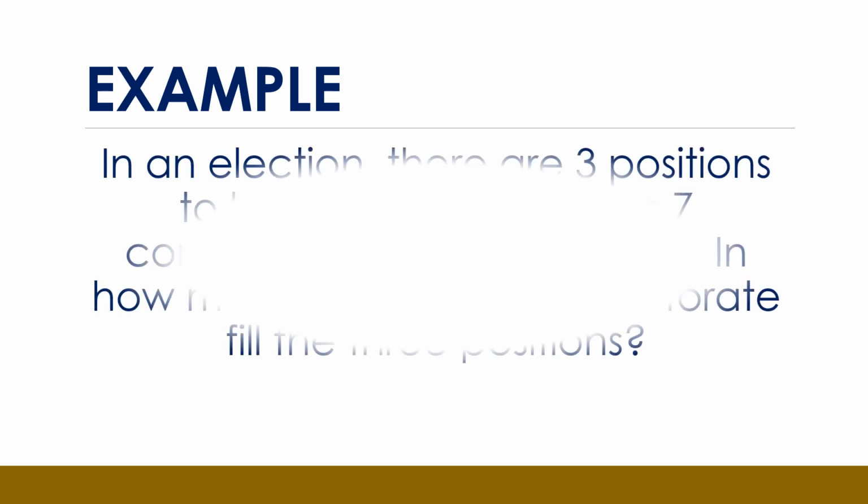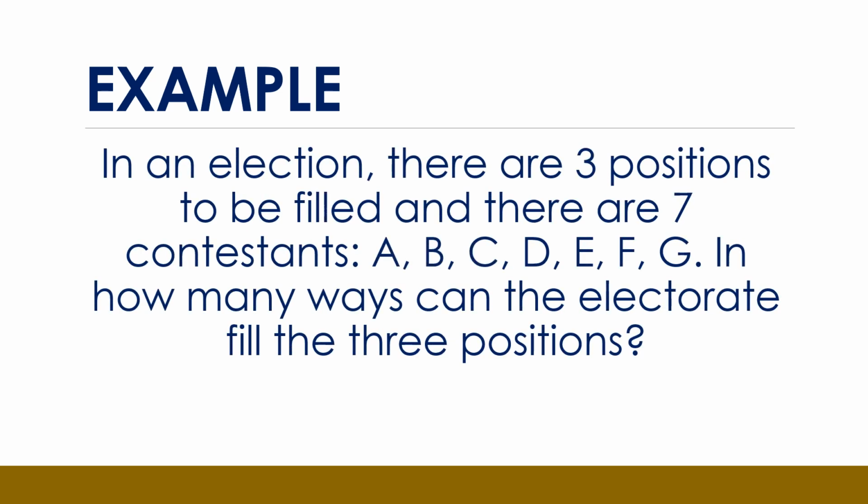Let us consider another example. In an election, there are 3 positions to be filled, and there are 7 contestants, A, B, C, D, E, F, G. In how many ways can the electorate fill these positions?